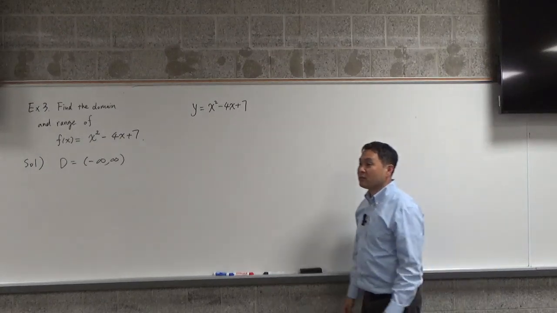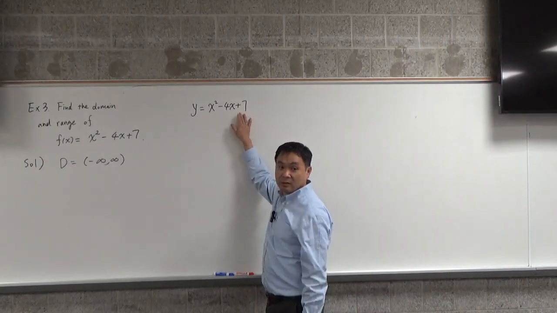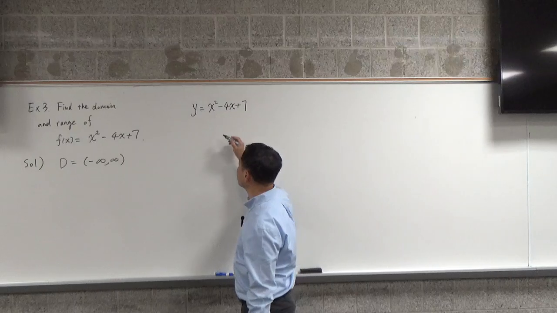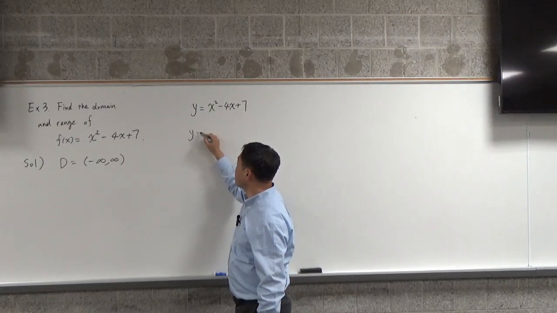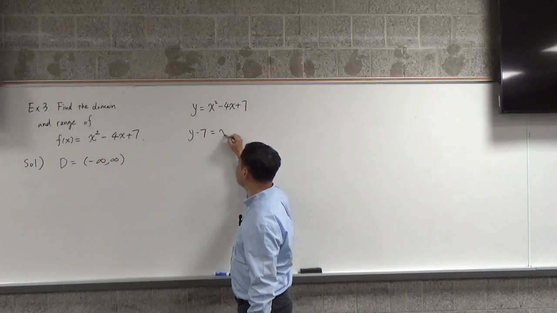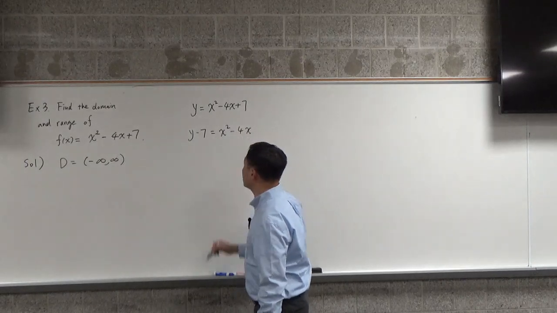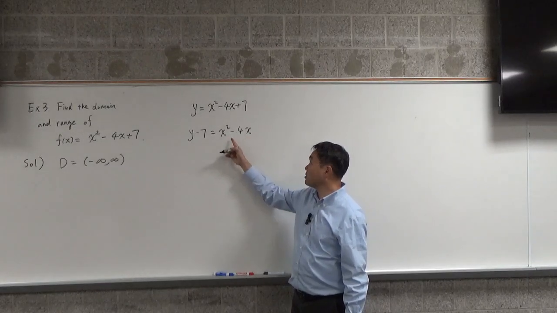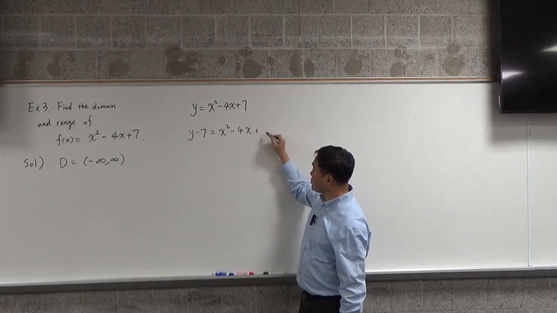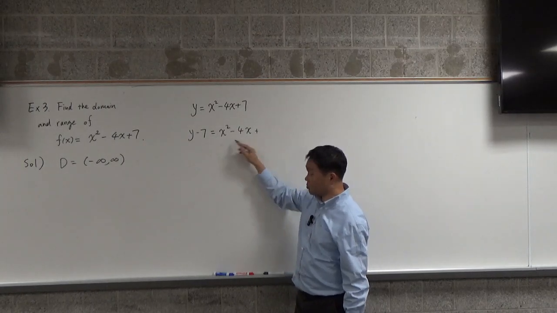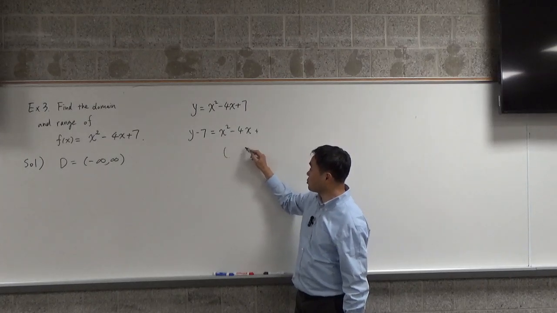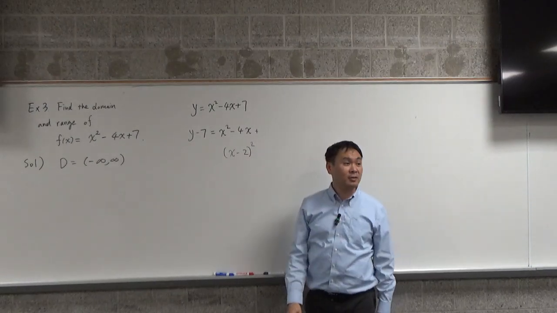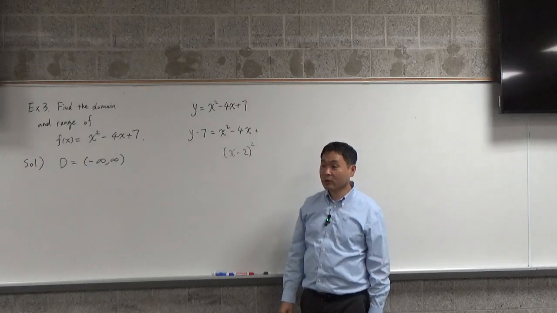But first, the idea is this. We want to complete the square on the right side. How do you complete the square? What should we do first? We should subtract the 7 from both sides, right? And then, because you have x squared minus 4x, if indeed we had some number to complete this as a square, this is going to be what squared? x minus what? Minus 2. Right? This will be x minus 2 squared.